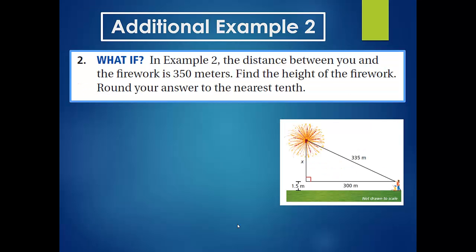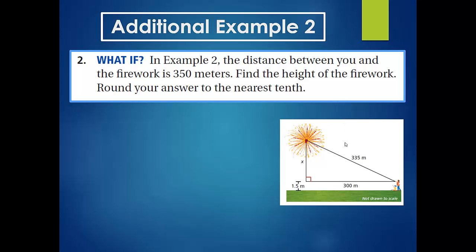Now we have an additional example. You can pause the video and try it on your own, or you may follow along. What if in example 2, the distance between you and the firework is 350 meters? Find the height of the firework. Round your answer to the nearest tenth.